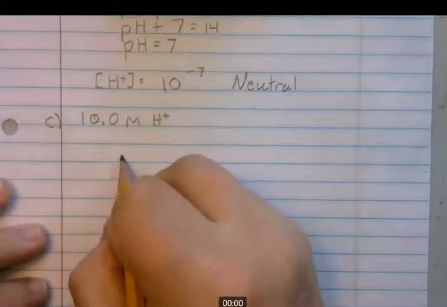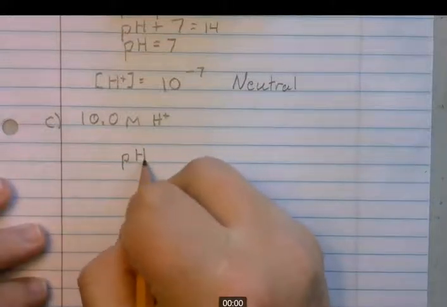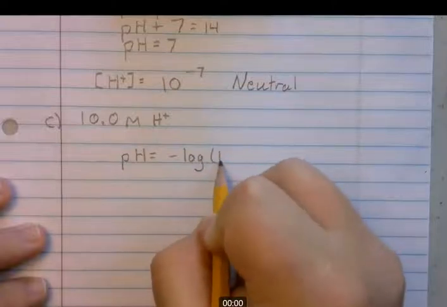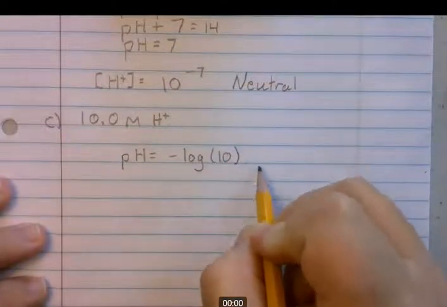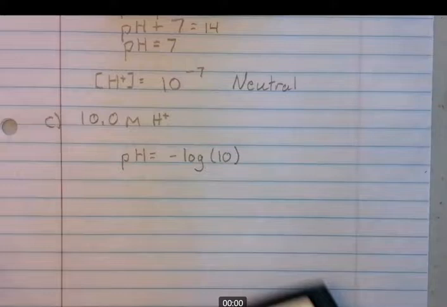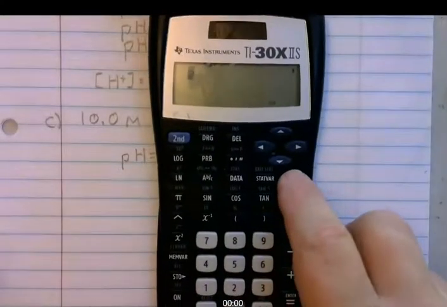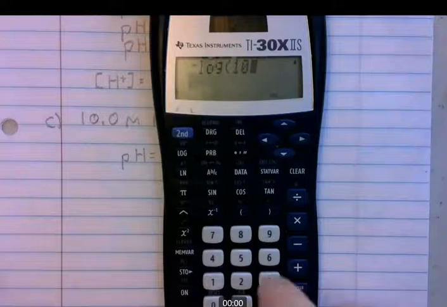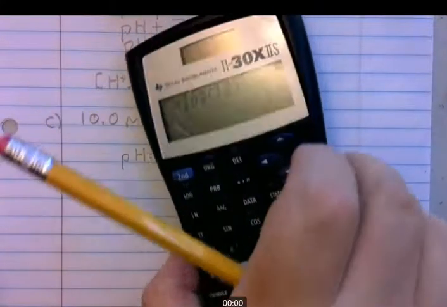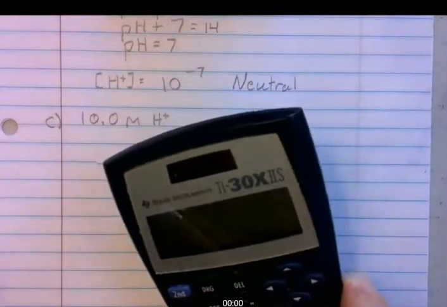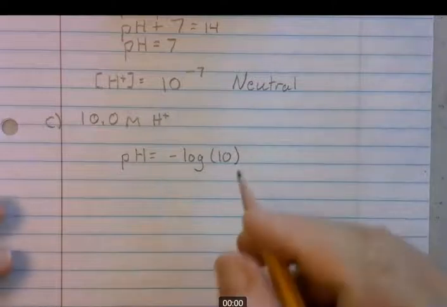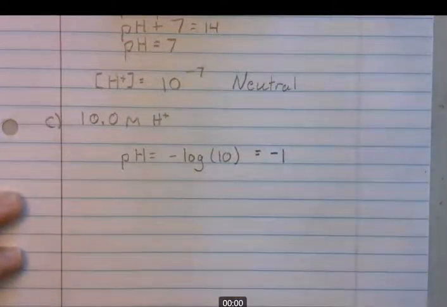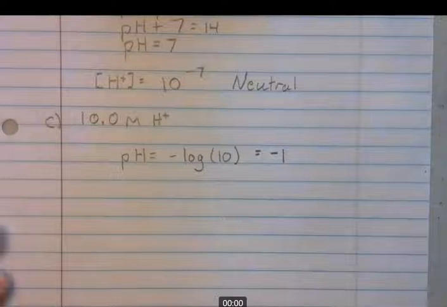So pH equals negative log of 10. Just that simple. So let's go ahead and do that over here: negative log, number 10, close parenthesis, and it gives you a negative 1. Okay. That's kind of weird. Okay.